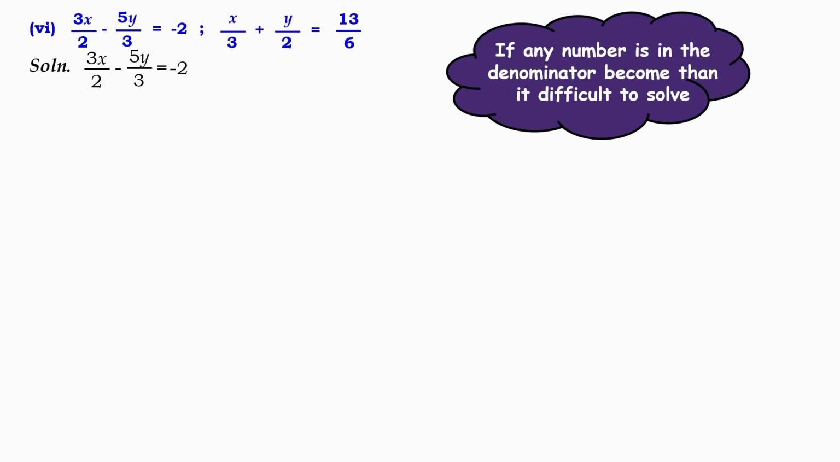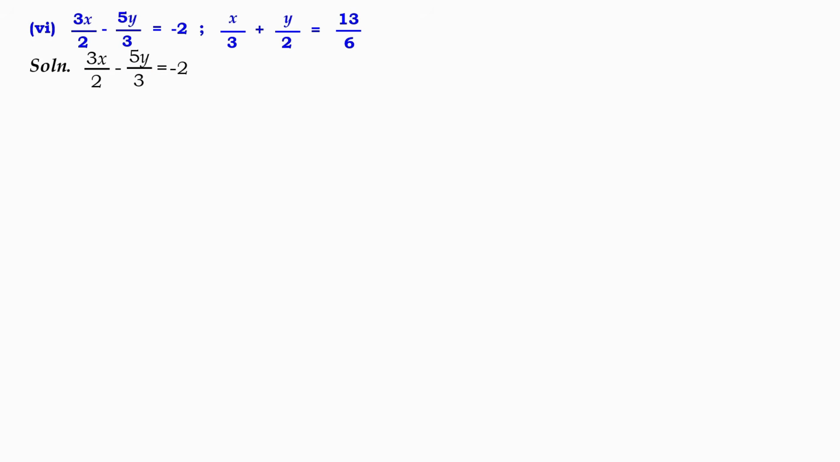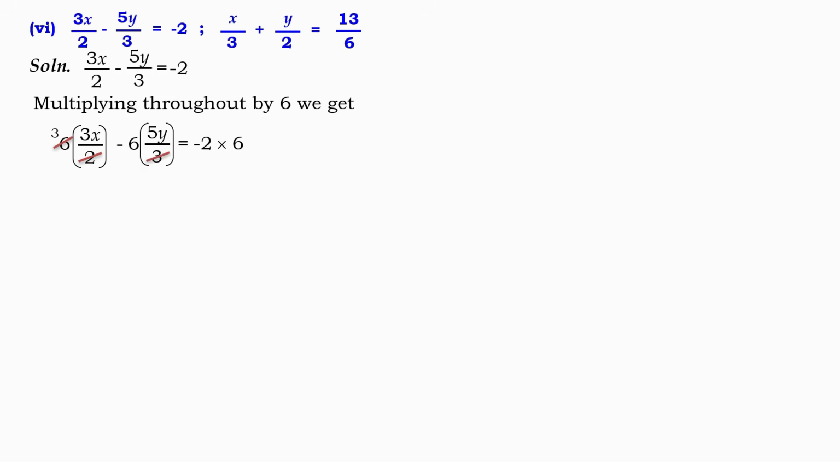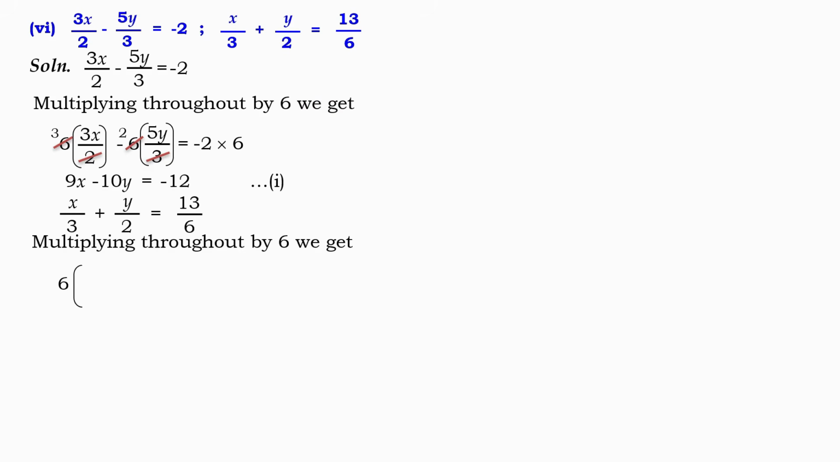First, we notice that both equations contain fractions in the denominators, which makes the equations difficult to solve directly. So we remove the denominators by multiplying each equation by 6, which is the LCM of 2 and 3. Multiplying the first equation by 6, we get 9x minus 10y equals minus 12. Let us call this equation 1. Now multiply the second equation by 6. We get 2x plus 3y equals 13. Let us call this equation 2.